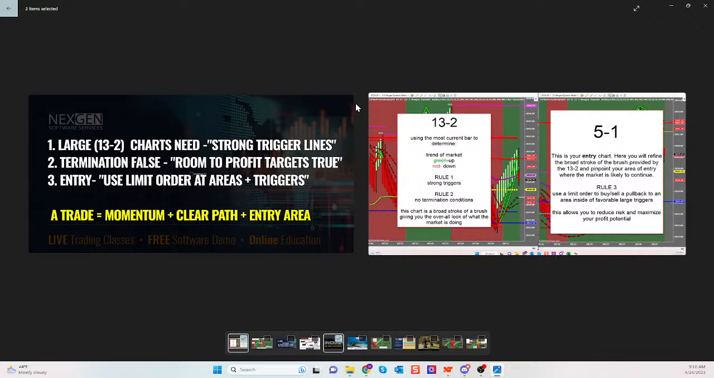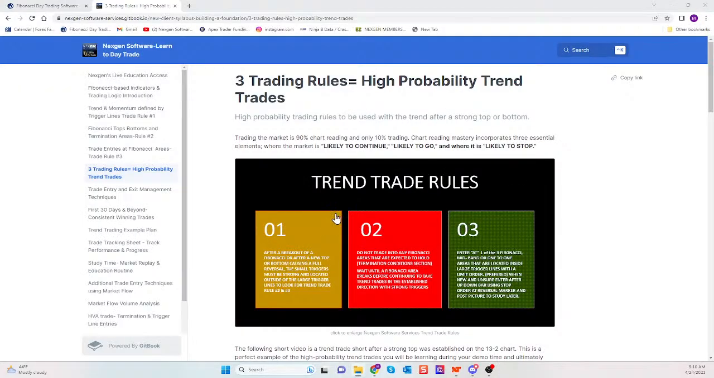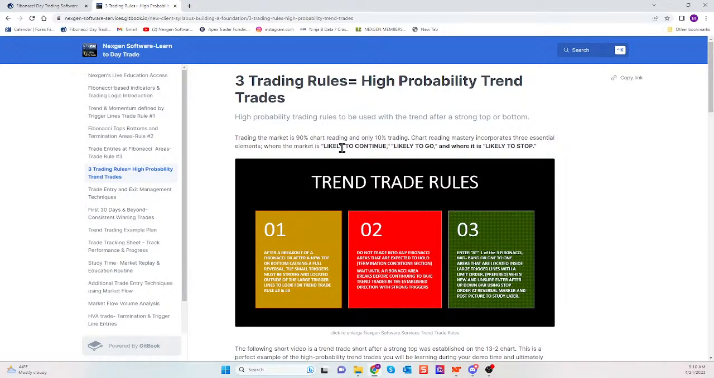So 2 charts and 3 rules. And when you put these together, they're going to provide you the high probability trend trade. That trade that's going to carry you through your first 30 days and beyond. That trade that's going to teach you how to read your charts to gauge these advantages. And if you keep it simple, 20 trading days, guys, that's your first 30 days.